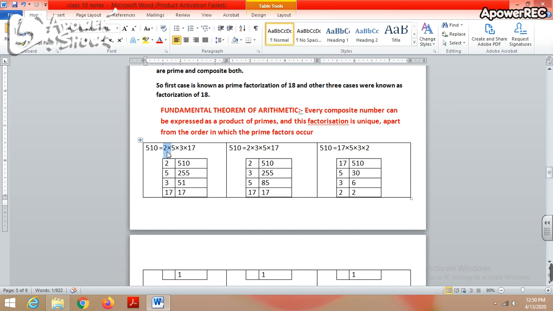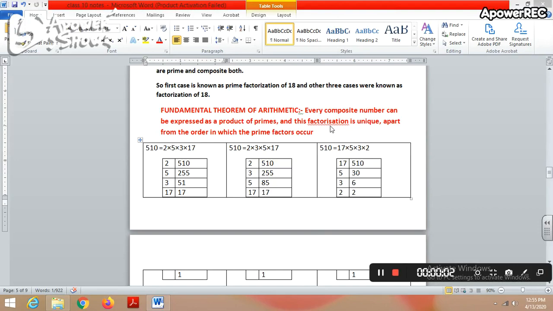But in all these three cases the only difference is the order in which these numbers exist. In the first case 2 is at the first place and 5 is at the second place, but in the second case 5 is at the third place, and in the last case 17 is at the first place and 5 is at the second place. So the only difference in these three cases is the order in which these prime factors occur. So the fundamental theorem of arithmetic says कि every composite number, अगर आपके पास कोई भी composite number है तो आप उसको as a product of primes express कर सकते हैं, like हमने जैसे यहाँ पे 510 को express किया है.